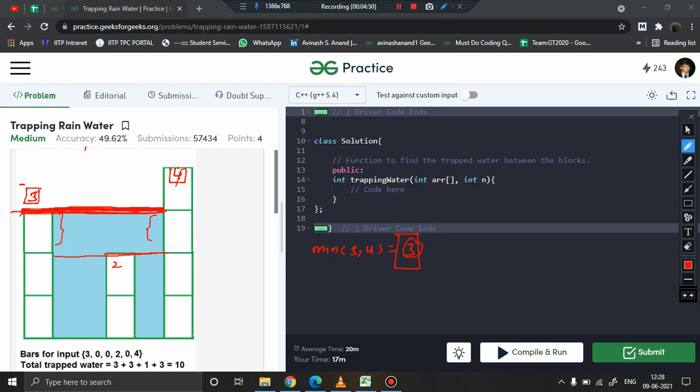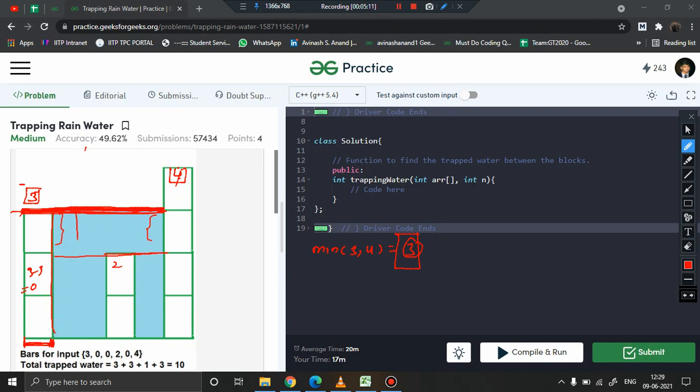Now how to calculate how much water will be present in this particular space? If you look at this space, we know that the maximum water level that can be present here will be 3, right? And what is the height of this block? The height of this block is again 3. So do you think any water can be accommodated? No. So 3 minus 3 is equal to 0. You cannot accommodate any water in this space.